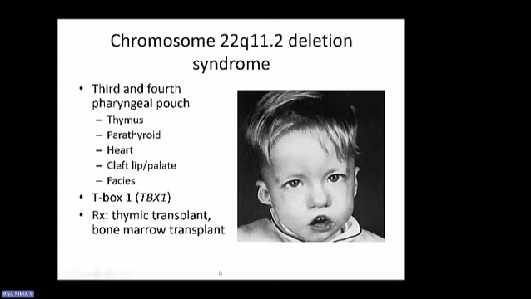There is a defect in third and fourth pharyngeal pouch development. So thymus, parathyroid, heart are affected, cleft lip, cleft palate, and overall the midline structures are affected. TBX1 is the gene that you should know about that's affected in this region, the 22q11.2 band, and treatment is supportive for most patients.